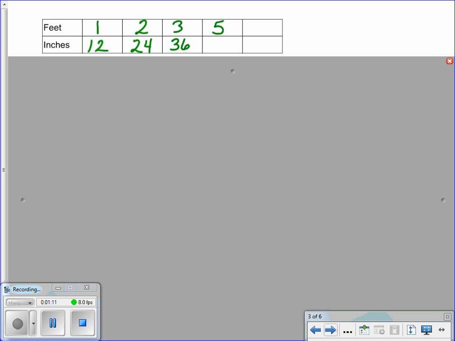We can jump to 5 feet. 5 times 12 is 60 inches. And we could even go to 10 feet. 10 times 12 is 120 inches. Our rule for this was times 12. Each foot was equal to 12 inches, so we multiplied by 12.